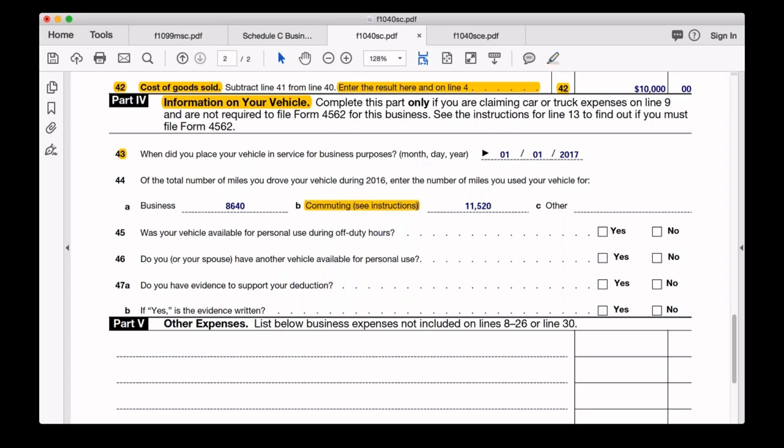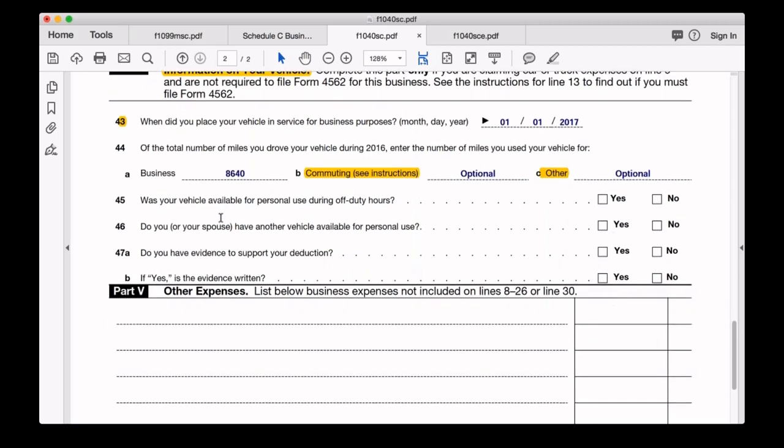This is optional. You don't have to say that, and this is also optional. This is not required. But the other two, the business miles, are required. 8,640 miles. And then the next question is, was your vehicle available for personal use during business hours? And look at the other questions, 45, 46, 47, and 48. Those are questions that the customer is going to answer, and there's no math in there. You just read it and the customer answers it.